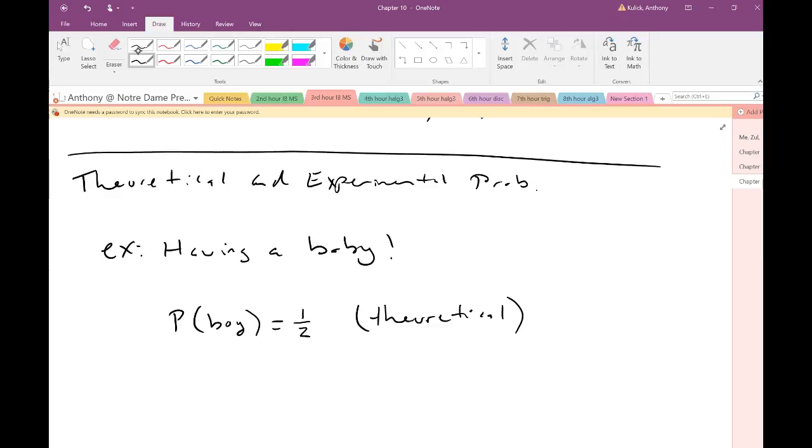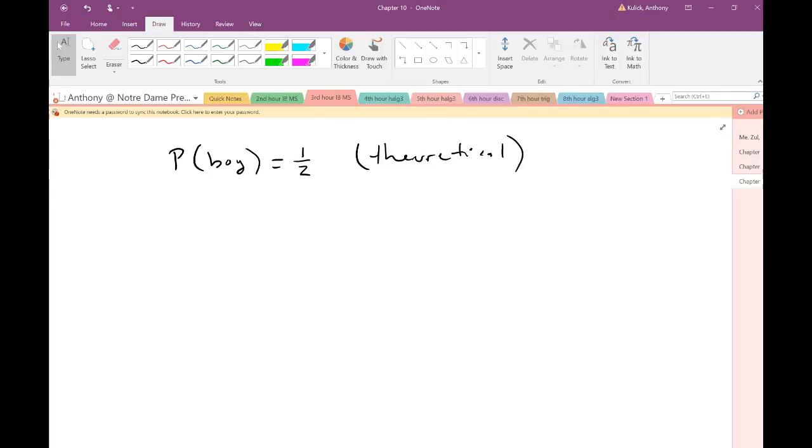And whether that has some biological reason or some nutritional reason or a cultural reason or whatever, when we actually go and count up the birth rates for human beings, we don't get exactly the theoretical. Everybody agree with that?